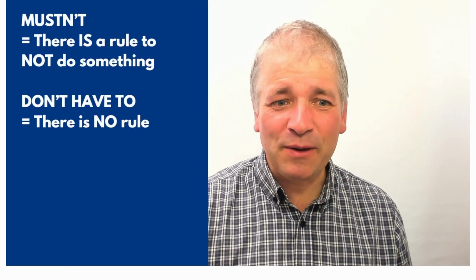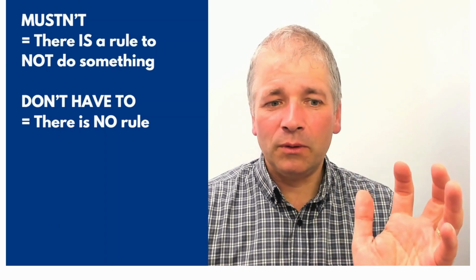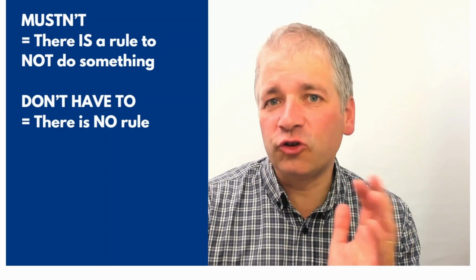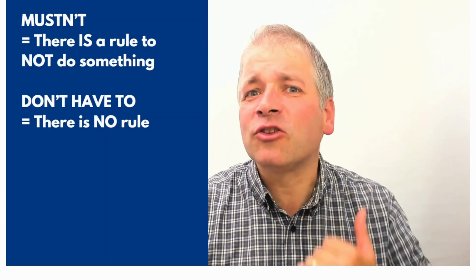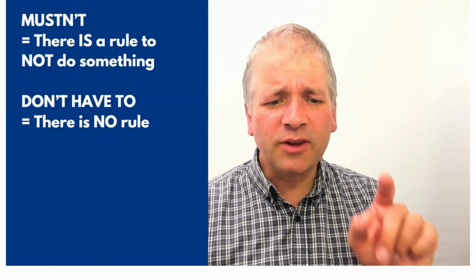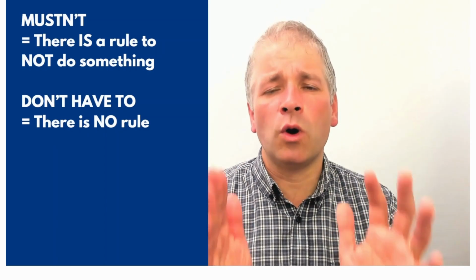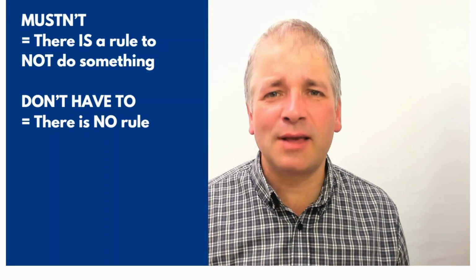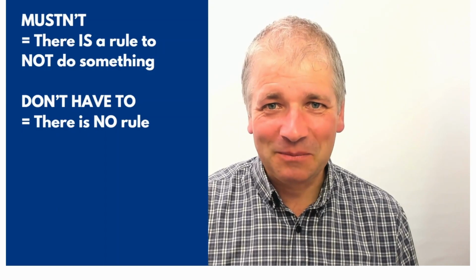Let's explain this a bit further. So with mustn't, there is a rule, but it's to not do something. You mustn't walk on the grass. You mustn't pick your teeth when you're eating. There's a rule, but it's not to do something. But don't have to is different. Don't have to means there is no rule. It is not necessary. You have freedom to choose whatever you want.